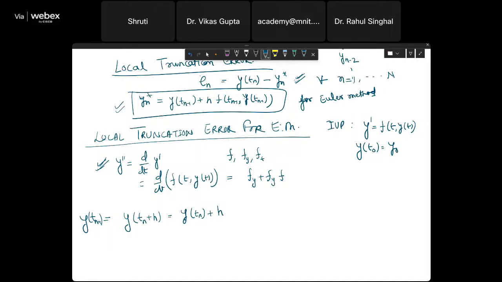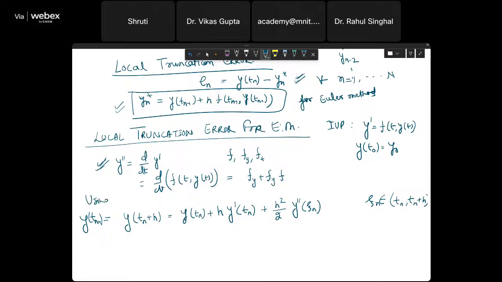So this is the h term, and then the first order derivative of y computed at tn. Likewise, we can continue. Since we are talking about the Euler method, we are taking the second order term as the remainder term, and after that, every term as a remainder term. So the last term here will be this, where xi n belongs to the open interval (tn, tn plus h), or (tn, tn plus 1) also you can write.